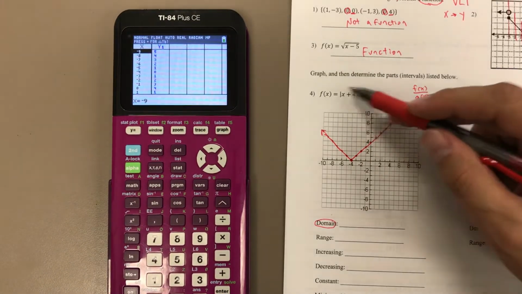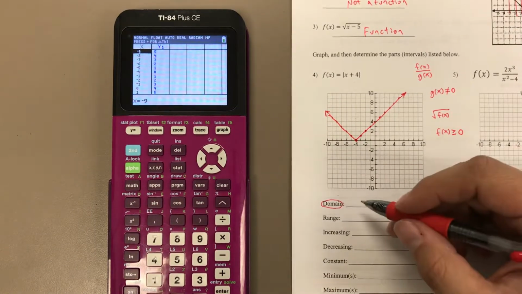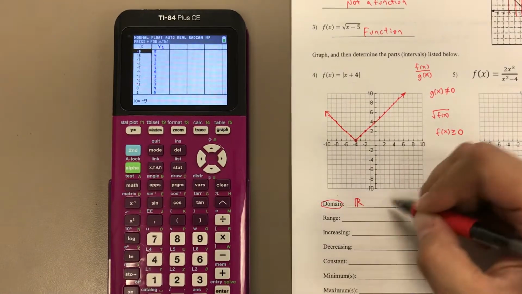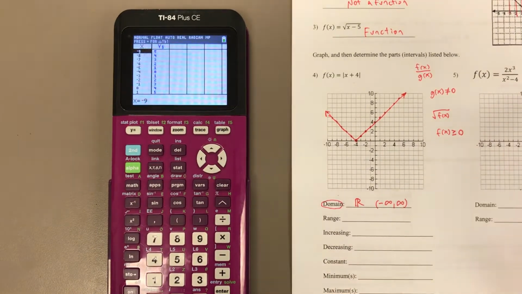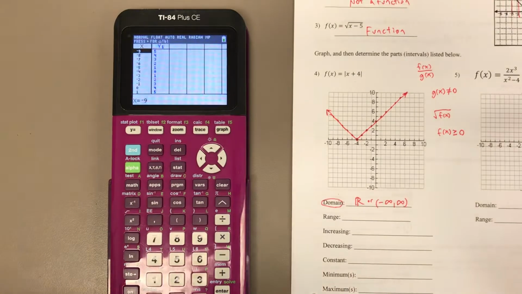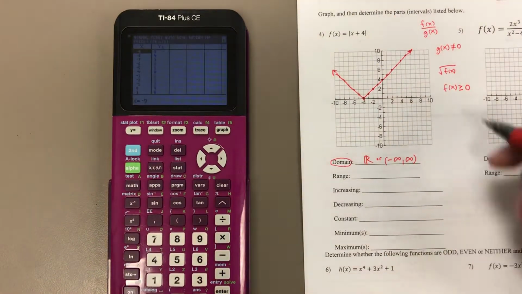So the nice thing is that this absolute value isn't either of those, so that means that we can go to our standard default for the domain, and that's all real numbers. So going from negative infinity to positive infinity. If you wrote either of those, that'd be fine. Or if you just wrote all real numbers, x can be all real numbers, that's fine too.